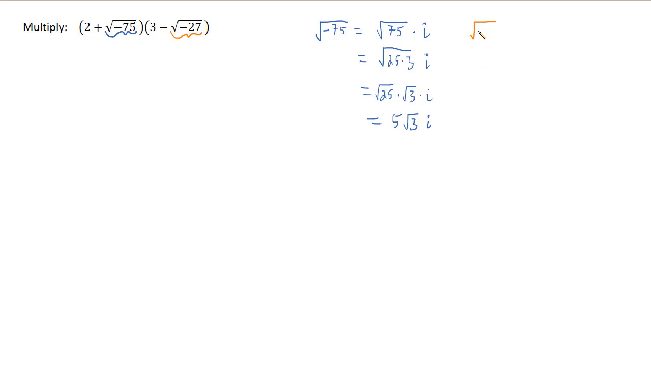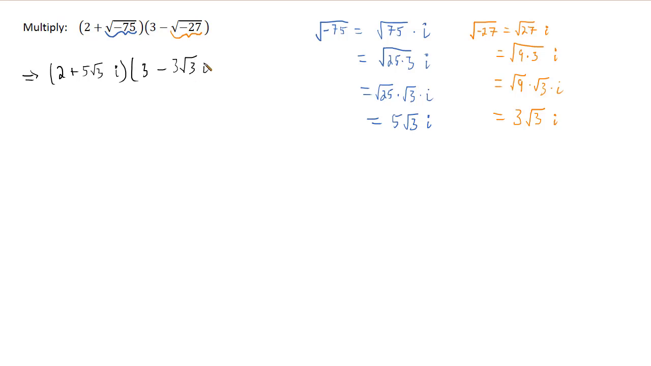Similarly, the square root of negative 27 is the square root of 27 times i. And 27 is 9 times 3. And so that's the square root of 9 times the square root of 3 times i. So that's 3 root 3 i. So then equivalently, I now have 2 plus 5 root 3 i multiplied by 3 minus 3 root 3 i, where i is the imaginary unit.